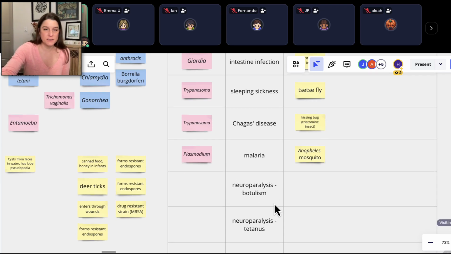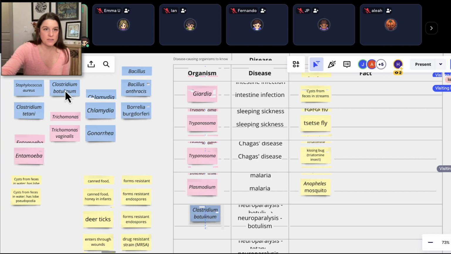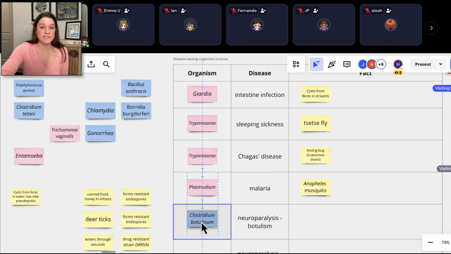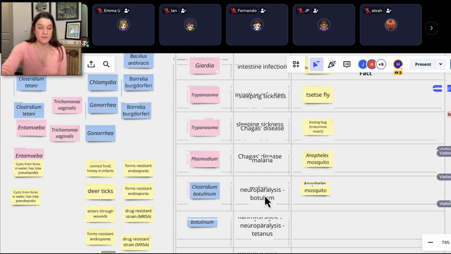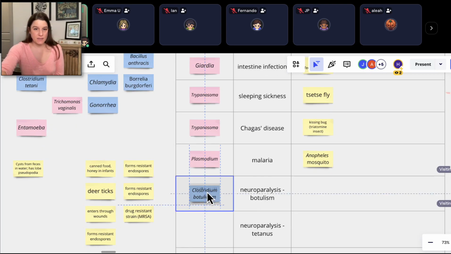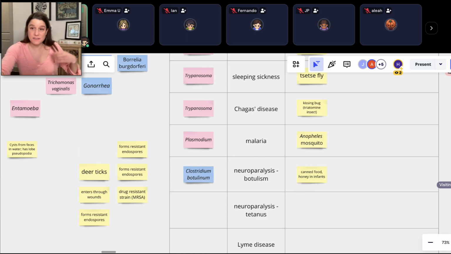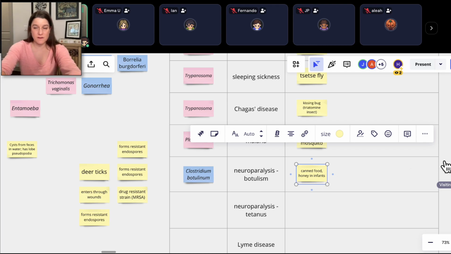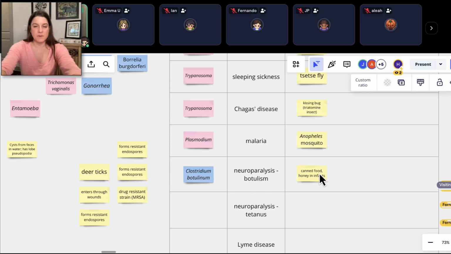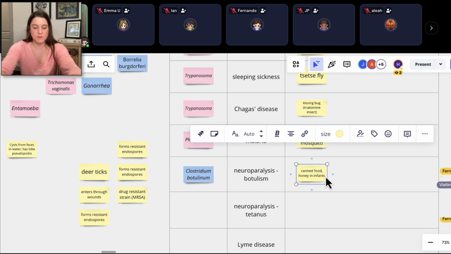Neuroparalysis, called botulism. So that's going to be your Clostridium botulinum. That's a bacteria. See how it's in blue? Clostridium botulinum causes neuroparalysis, specifically botulism type neuroparalysis. That one you can get from canned food. That's why you don't feed honey to infants, because there's sometimes small amounts of botulinum toxin in there. It's fine for adults, but for little ones, it can be too much for their bodies, their immune systems.